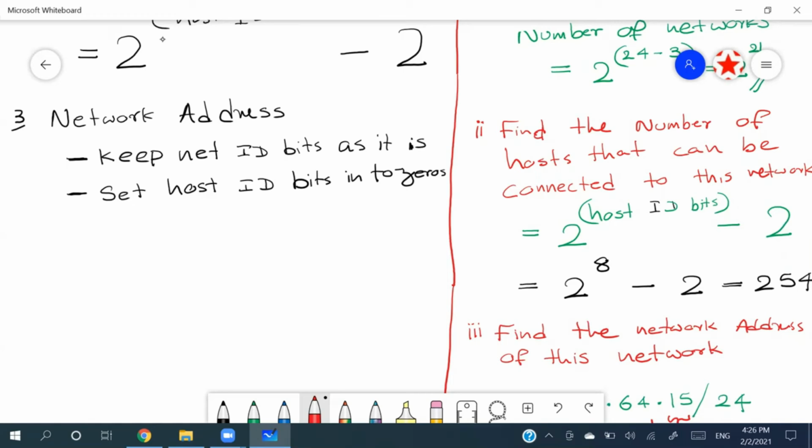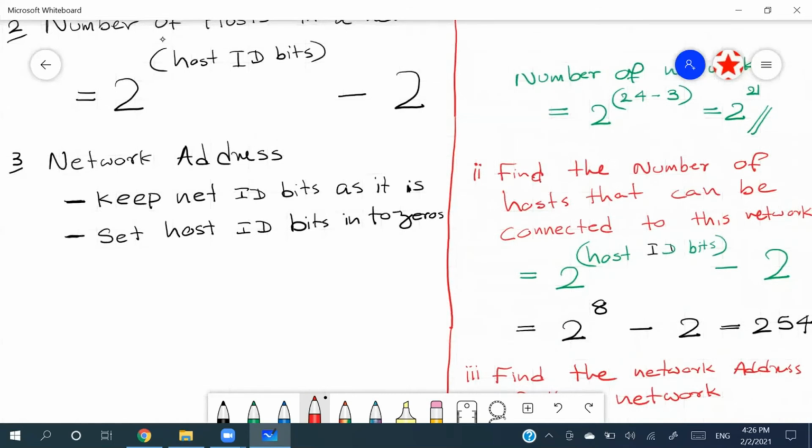they use the broadcast address of that particular network. Right? Broadcast address. So how are we going to find the broadcast address? Something similar to finding the network address.